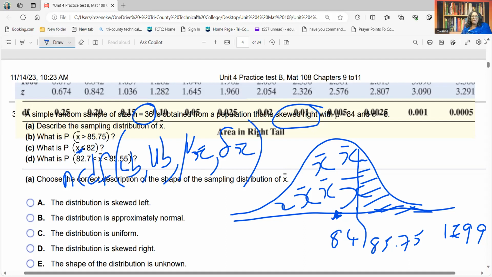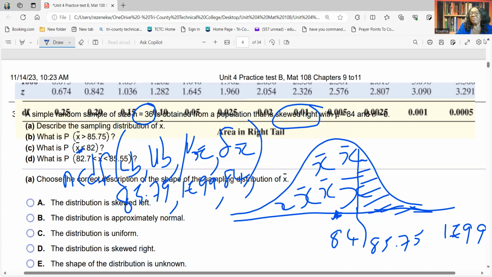Okay, now I will put in what I know. The lower bound is 85.75. The upper bound is 1e to the power 99. The mu x bar is 84, the same thing as the original mean.